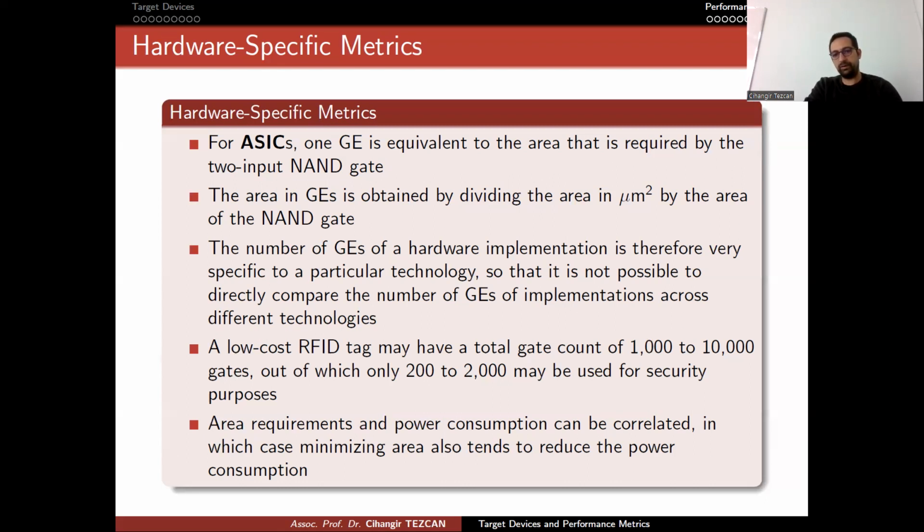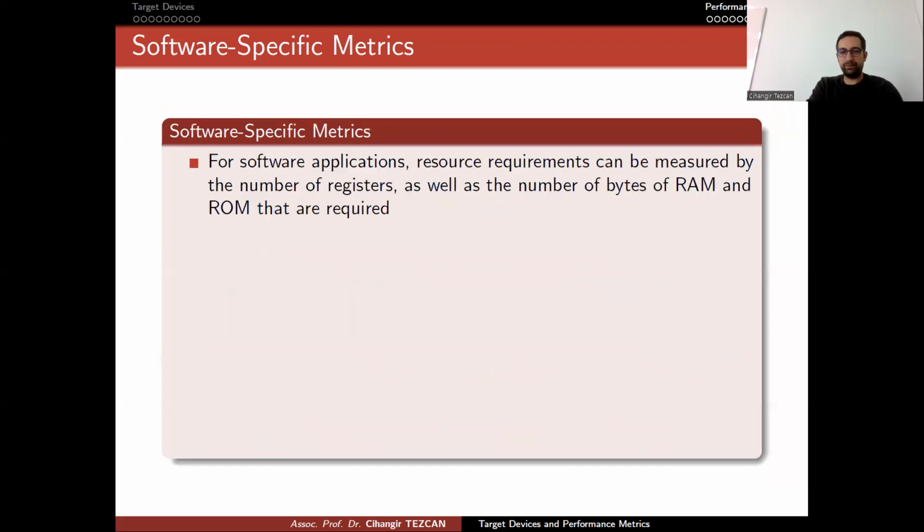Having a smaller area is important. If you can implement the same algorithm using a smaller number of gate equivalents, then you will have better power consumption. So this was for the hardware part. Let's look at the software-specific metrics. For software applications, resource requirements can be measured by the number of registers as well as the number of bytes of RAM and ROM that are required.